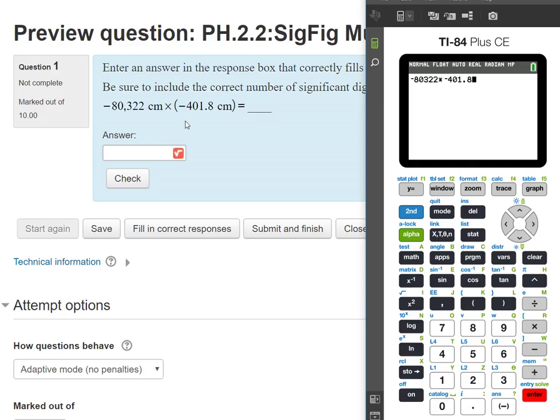How many does this have? 5. How about this guy? 4. So we only get to keep 4. So we have to round this back to 4 places. So what's that going to be? If I go to 4 places, that's 3, 2, 2, 7. The next digit's a 3. So what's that mean? Okay, so that rounds down, so it rounds to 32270000, right? Okay?